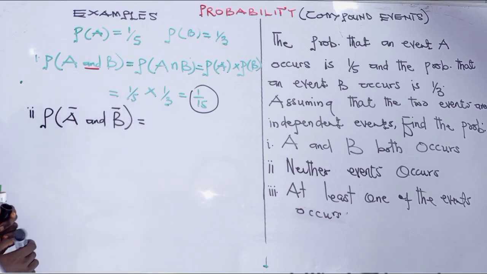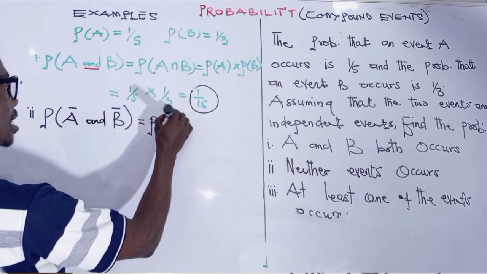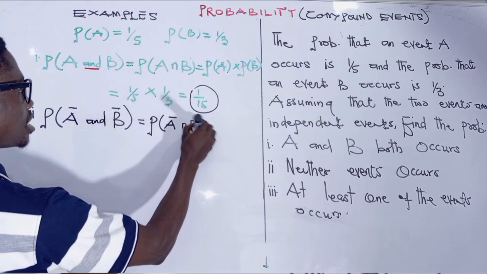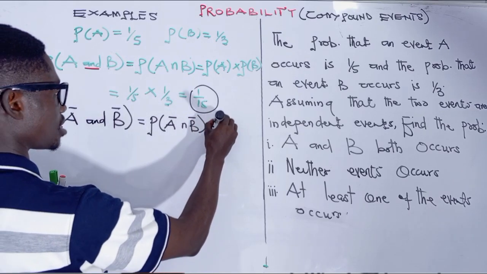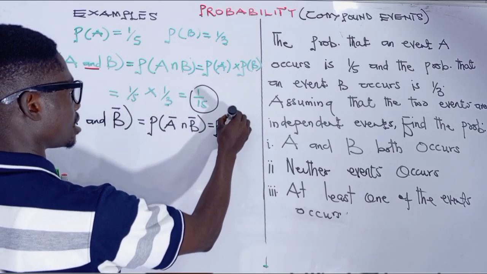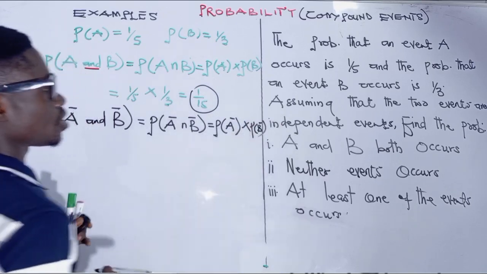This is still the multiplication law, which is the same as probability that A does not occur and B also does not occur. We can expand it to write it as probability that A does not occur multiplied by probability that B does not occur.